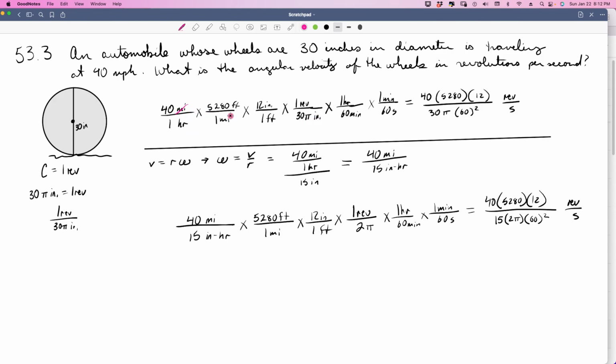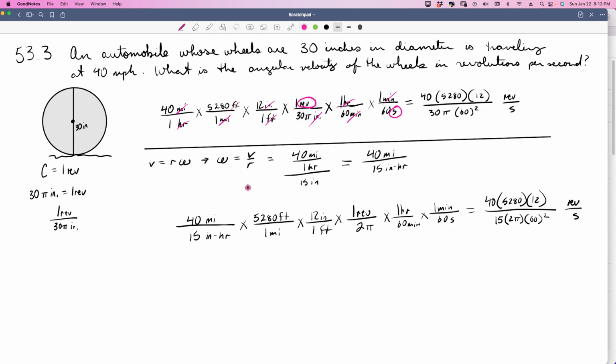So that I canceled my miles, I canceled my feet, and then that allowed me to cancel my inches and turn that into revolutions, which became my numerator unit of measure. So then I converted hours to minutes and minutes to seconds, which became my denominator unit of measure. So my calculation at the end was 40 times 5280 times 12 in the numerator over 30 pi times 60 squared in the denominator.